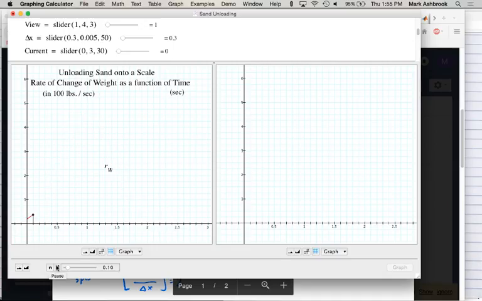Okay, so what am I showing here? I'm showing on the left side, so that the context is unloading sand onto a scale. On the left side is the rate of change of weight on the scale as a function of time. And that rate of change is in 100 pounds per second, and the time is in seconds. So here's that. And what kind of function is this? Exact rate of change.